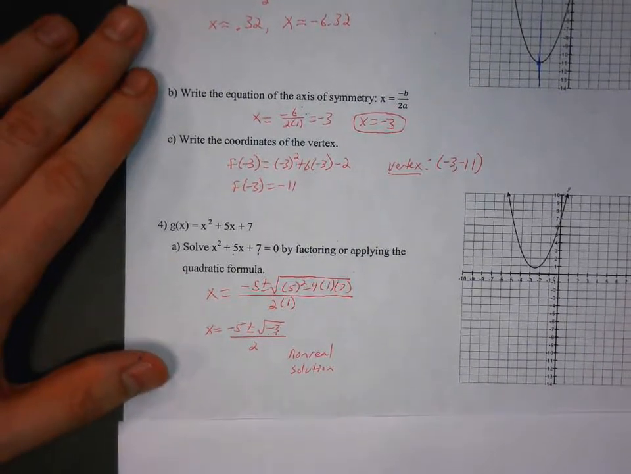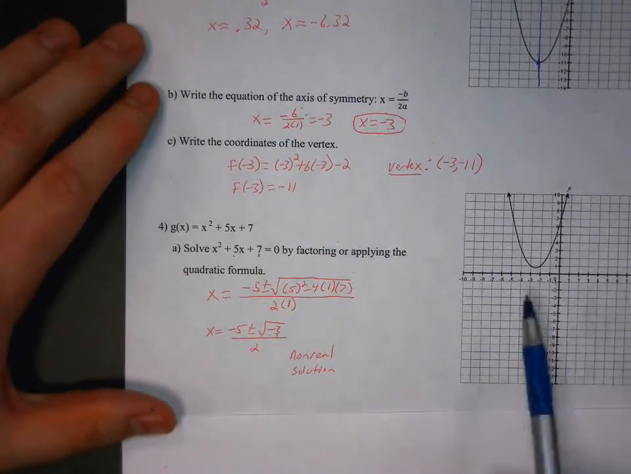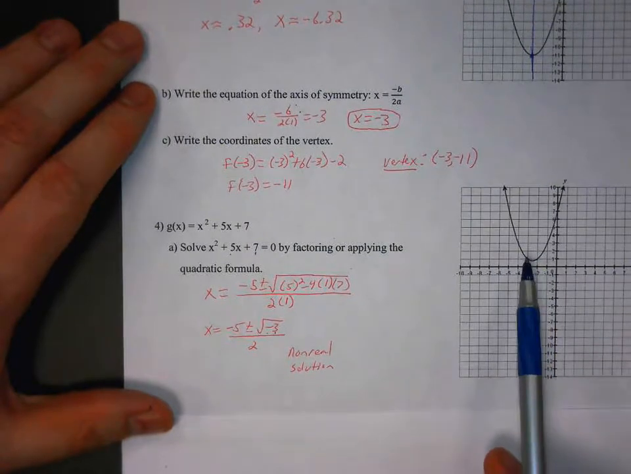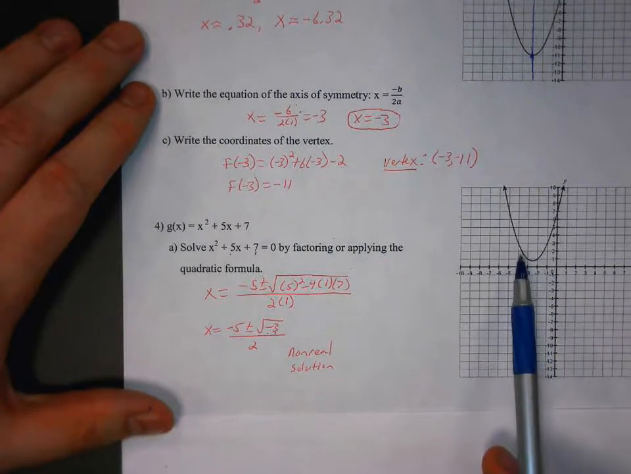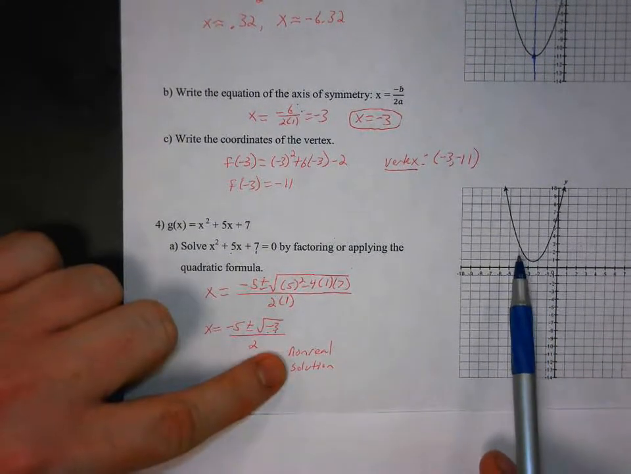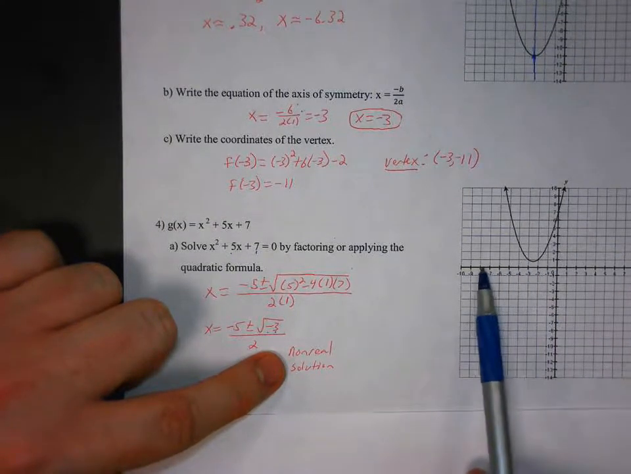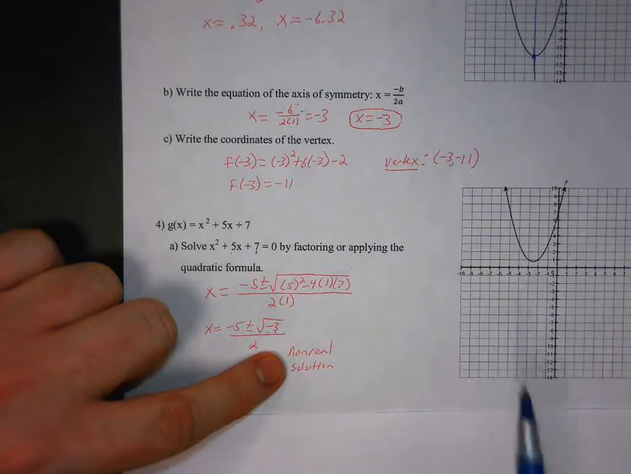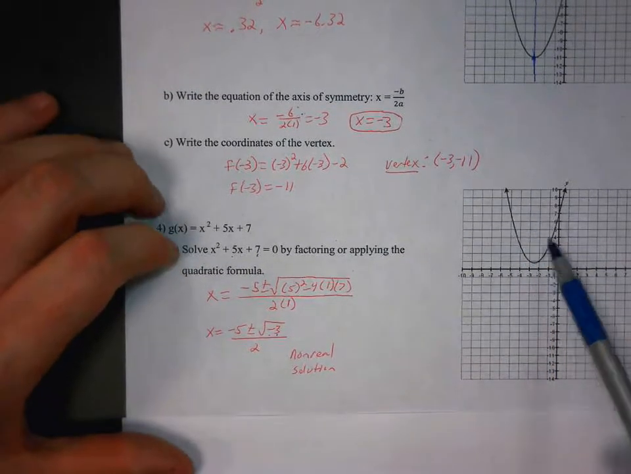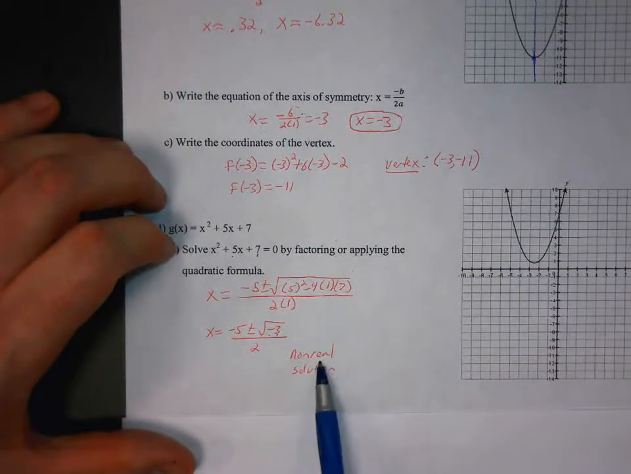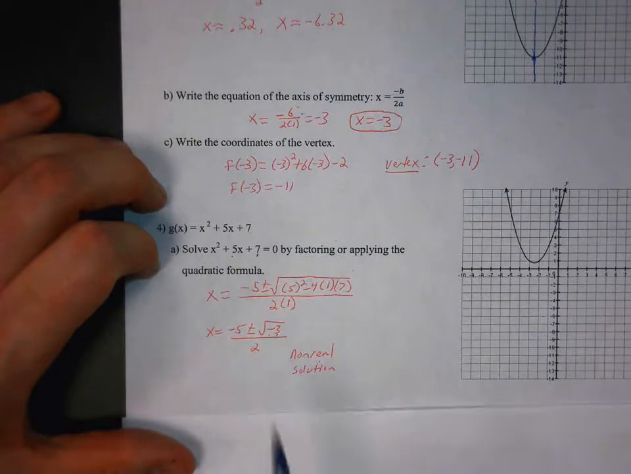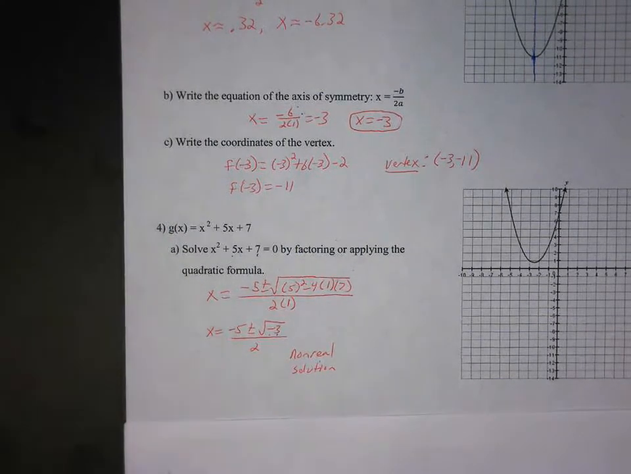Now the thing to understand in this one is, notice what's happening with the parabola. We have a non-real solution for the x-intercepts, and notice your graph does not cross the x-axis. So when you have a graph that does not go through the x-axis, you're going to have a non-real solution for your quadratic formula.